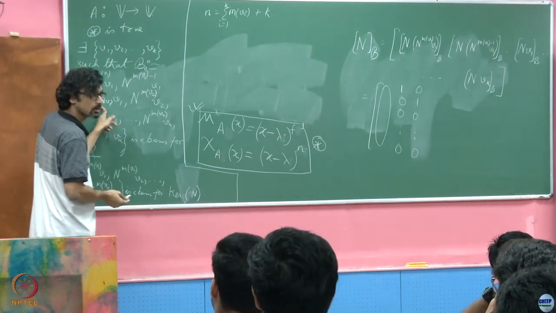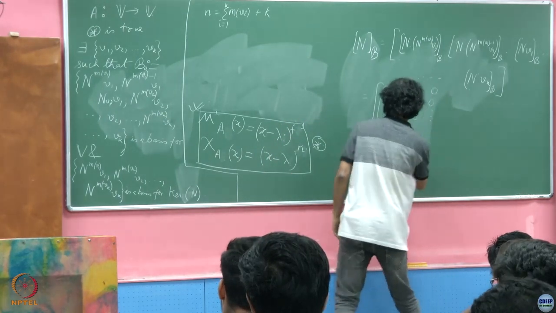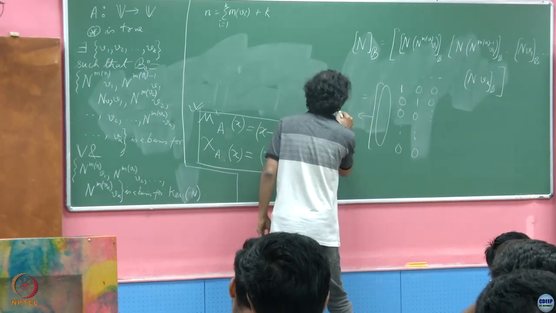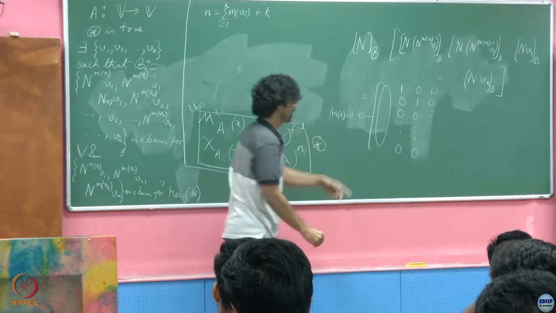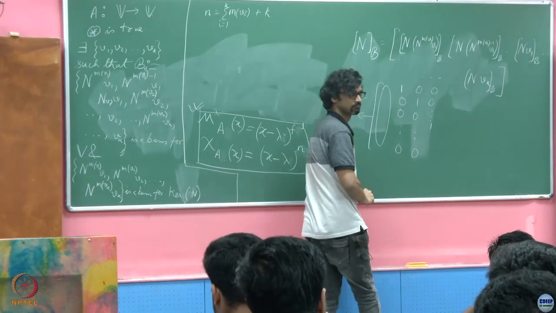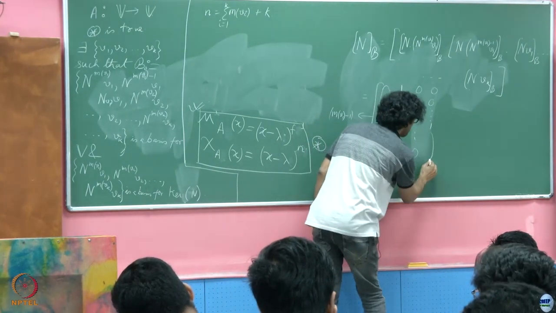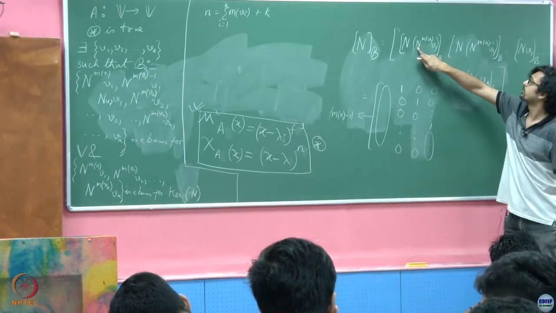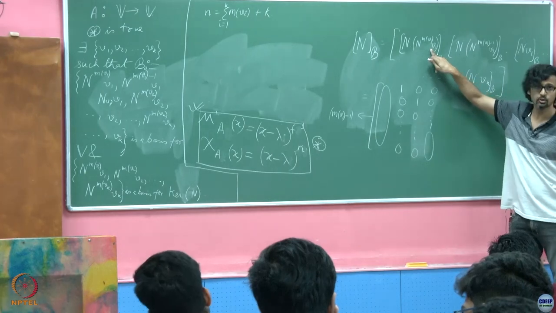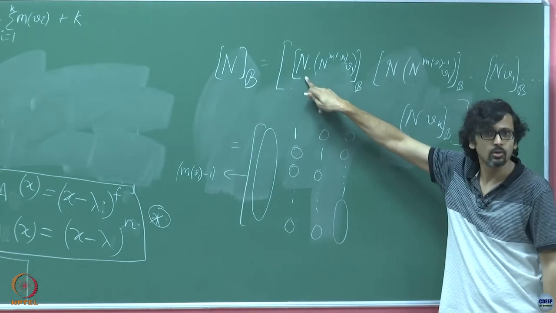mV1 minus 1, right? So you have 0 everywhere until you arrive at the mV1 minus 1 position, and it will have a 1 there. Everything else is 0 below it. Next element: you start with N raised to the mV2 acting on V2, and let N act on it. Again, that's going to be 0.